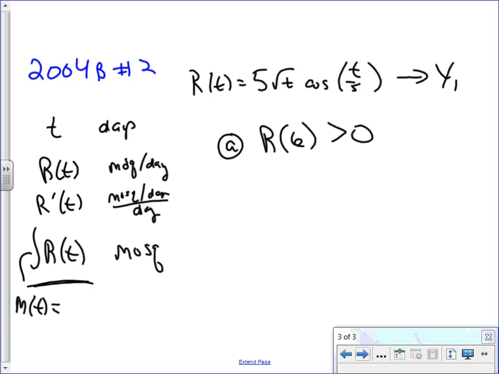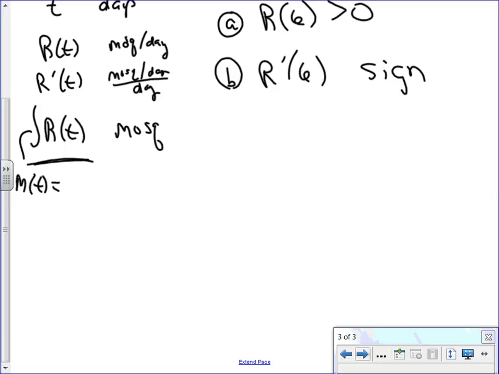Okay? Second question says, at 6, is the number of mosquitoes increasing at an increasing rate or increasing at a decreasing rate. What are we looking for there? You already know it's increasing. R prime, that's exactly right. So we need to find R prime of 6. If it is positive, then the second derivative is positive, meaning that it is increasing at an increasing rate. If it's negative, it's increasing at a decreasing rate. So we need R prime of 6, and we need to look at the sign.